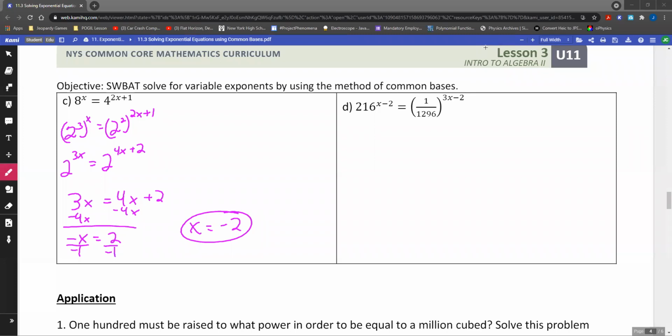All right, so it took a little bit of time, but I found the numbers. 216 can be rewritten as 6 to the 3rd. This is probably a little bit bigger of a power than you would have normally seen. And then this can be rewritten as 6 to the -4.